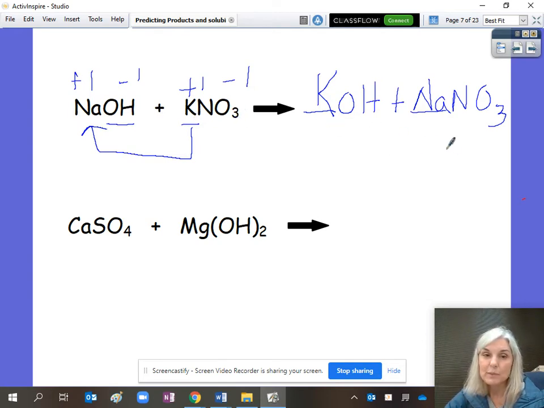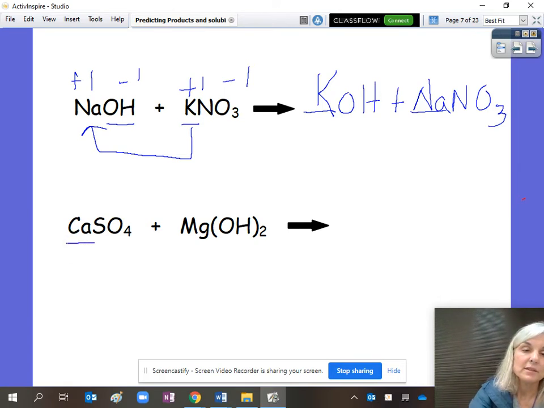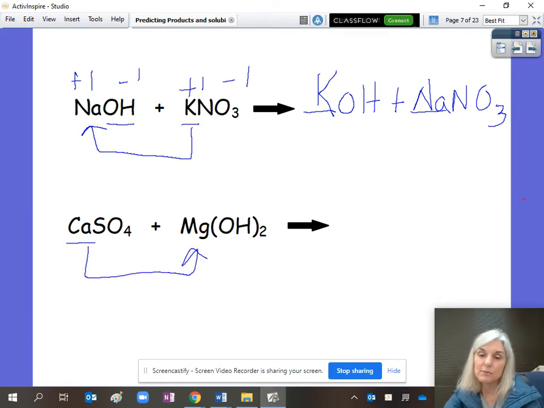Now we have to make sure it's balanced, and we really didn't change anything as far as adding subscripts to make the formulas correct because all of these were ones. So that would be your balanced equation as well. So if you want to stop the video and try this one on your own. So again, we're going to swap our two positives. Ca is going to swap with the Mg.